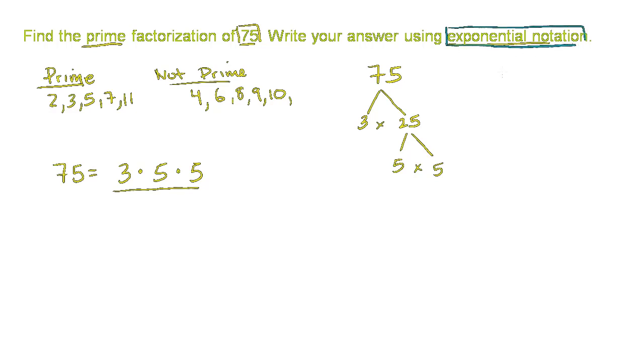So that just means if we have repeated primes, we can write those as an exponent. So what is 5 times 5? 5 times 5 is 5 multiplied by itself 2 times. This is the same thing as 5 to the second power. So if we want to write our answer using exponential notation, we could say this is equal to 3 times 5 to the second power, which is the same thing as 3 times 5 times 5.